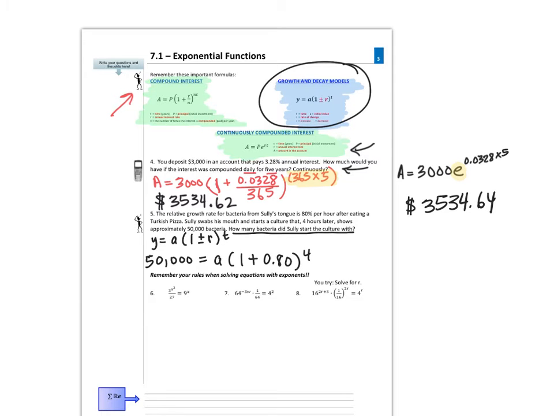All right, so now I just got to solve for A. So I'm going to do that over here. 50,000 equal to A times 1.8 to the fourth power. So if I divide by 1.8 to the fourth power on both sides, I get A is about 4,763 bacteria. And notice it's less than what we started with, but it should be because that's the beginning. That's where it all started.